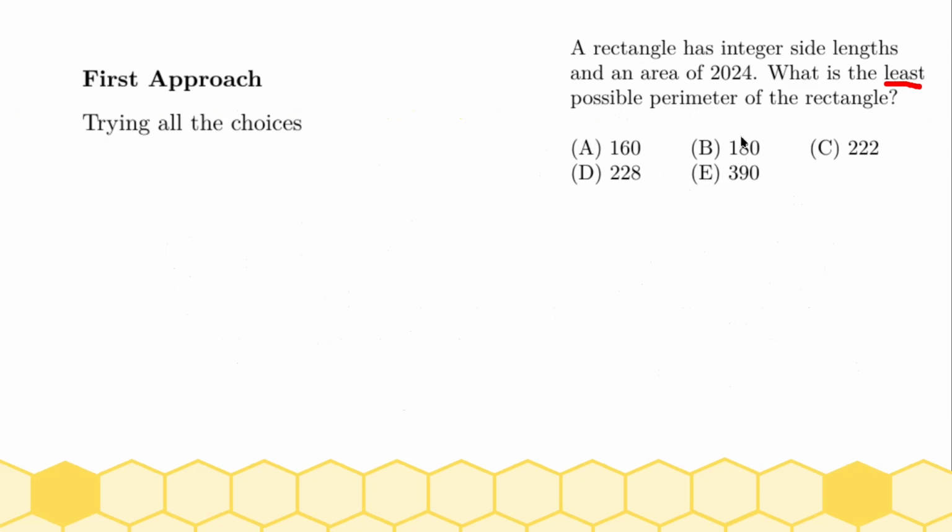So if we work from A, B, C, D to E, then the first answer that allows us to get a rectangle of integer side lengths and an area of 2024, the first choice that satisfies this is the least possible perimeter. Okay, and also recall that the perimeter would be all 4 sides, and so it is twice the length plus the width. So here, for example, for A, 160, we need the length and width to add up to 80.